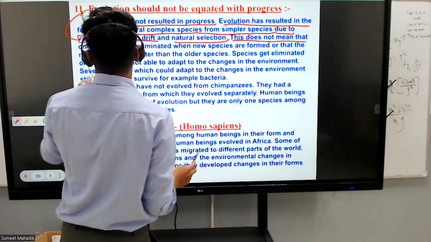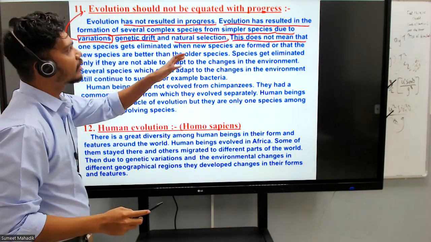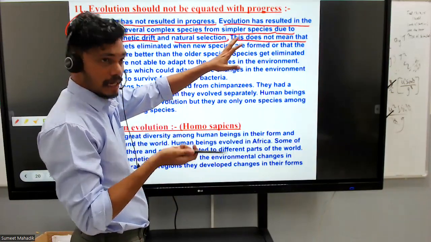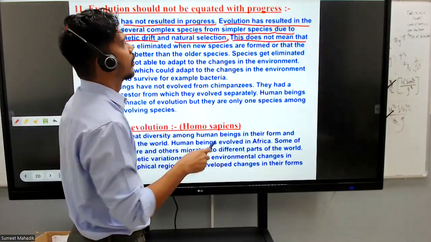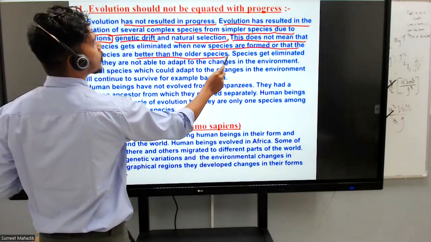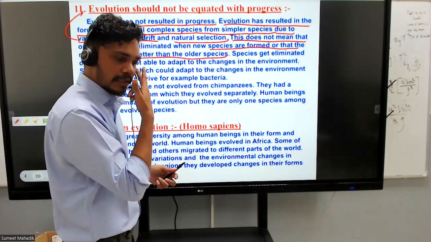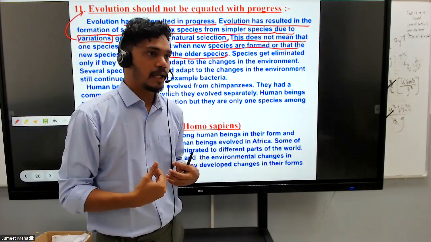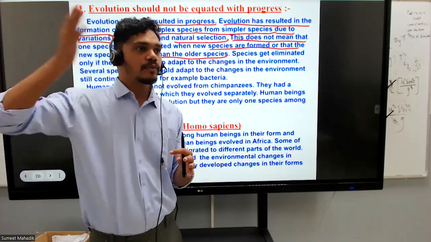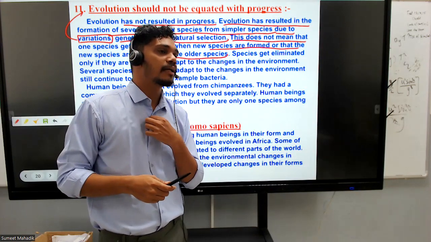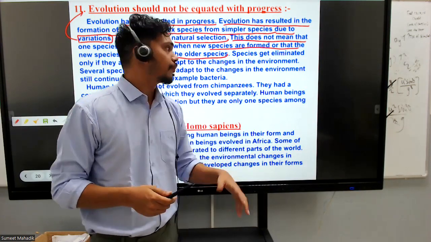This does not mean that one species gets eliminated when new species are formed. No. There were green beetles, red beetles, and blue beetles. So the new species are better than the older species, they are advanced. For example, right now our parents are not as techno savvy as we are. They have transferred some information, but what is our extra USP? We are techno savvy. Okay.